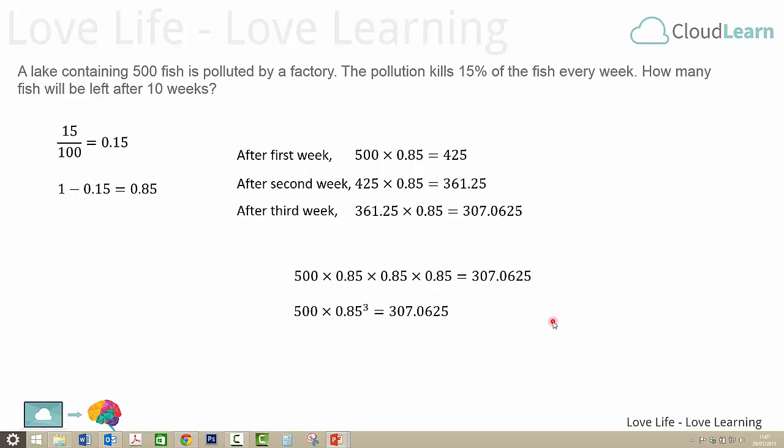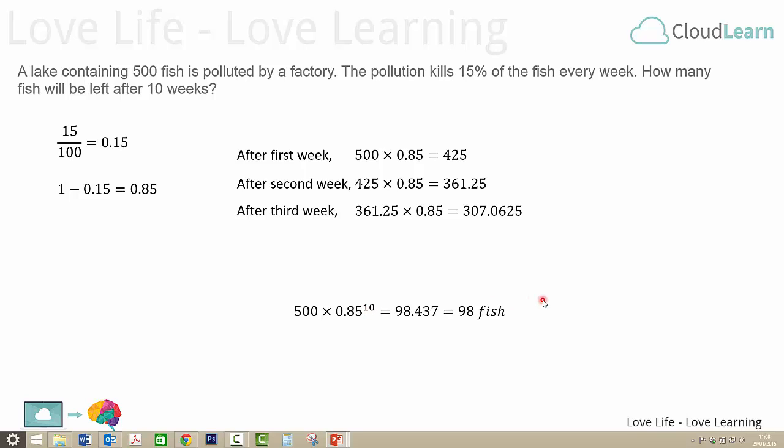Can you imagine what it might be for the 10 weeks then? How would we write this out? Exactly like that. 500 times 0.85 to the power of 10. And if you do that in your calculator, you'll find that you get 98.437, which of course is 98 fish if we round it to the nearest whole fish. Just to remind you again that what this actually means here is 0.85 multiplied by itself 10 times.